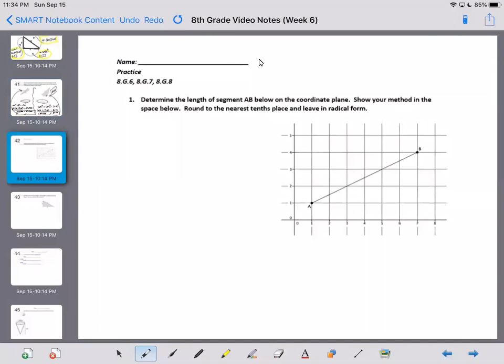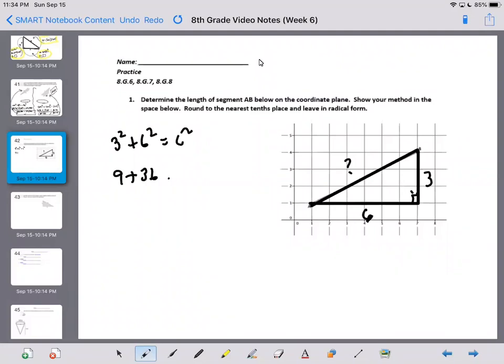So with the practice here, I want you to determine the length of segment AB. And we will use and create a right triangle to do so. And we know this length is 3. We know this length is 6. So we're just trying to figure out the length of the hypotenuse. So we know that's going to be 3 squared plus 6 squared equals c squared. And that's going to be 9 plus 36 is equal to c squared.